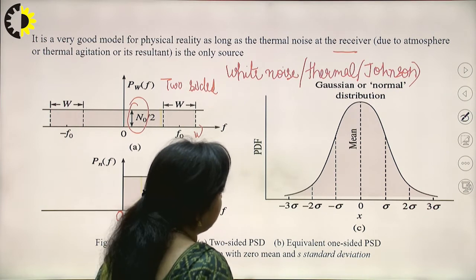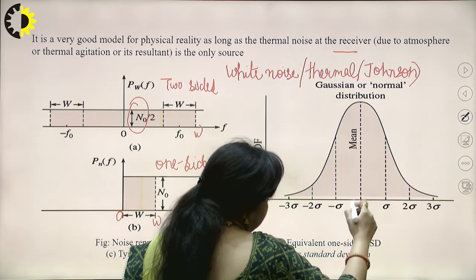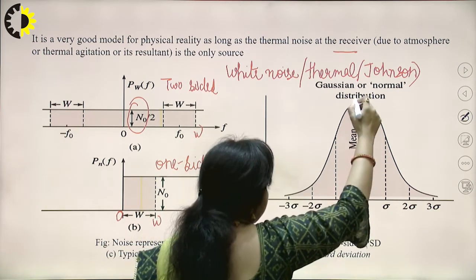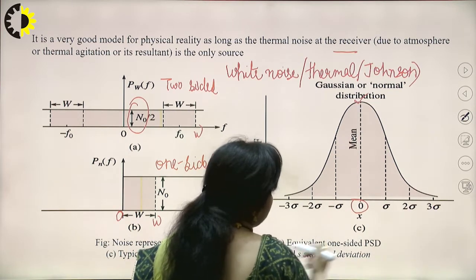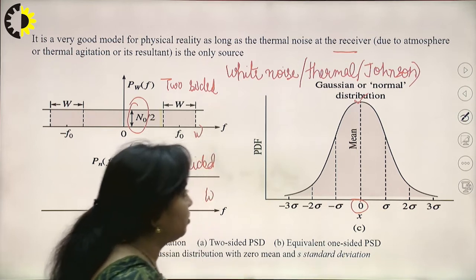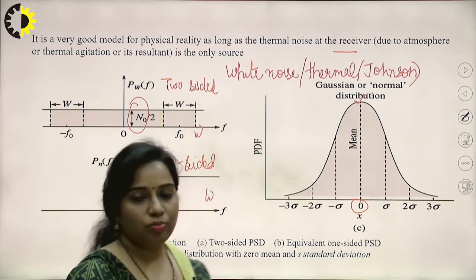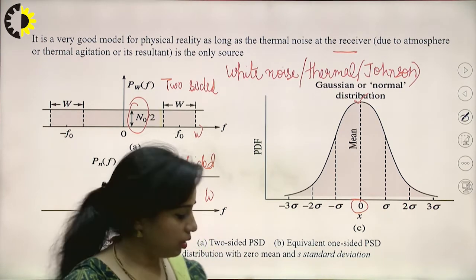Now this is the third one, the typical Gaussian distribution with 0 mean, and S is the standard deviation. Now you can see that at the 0 origin its amplitude is maximum and it reduces as we move towards infinity. So that's why this is also known as the normal distribution, and also known as the Gaussian distribution.